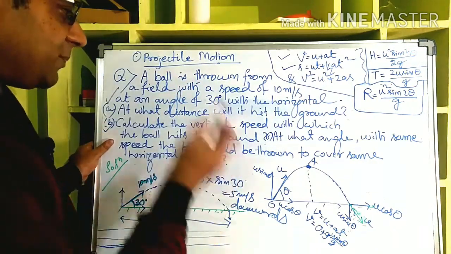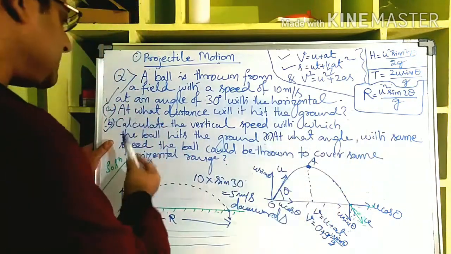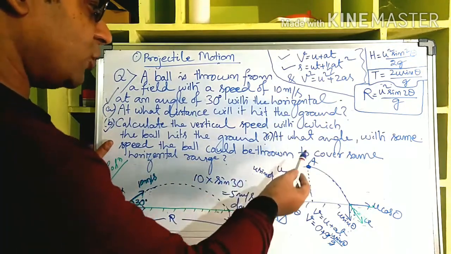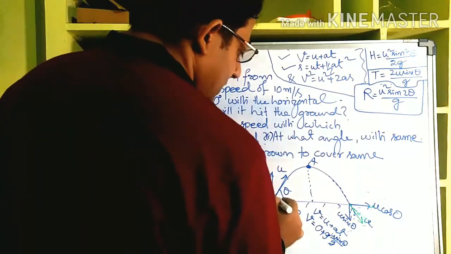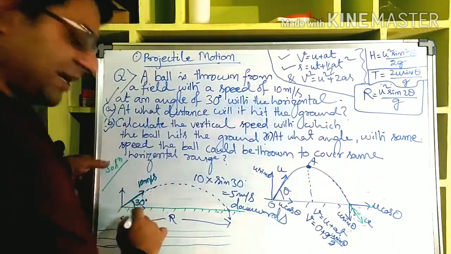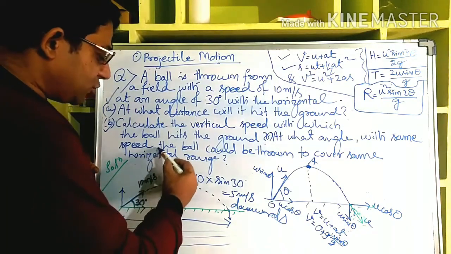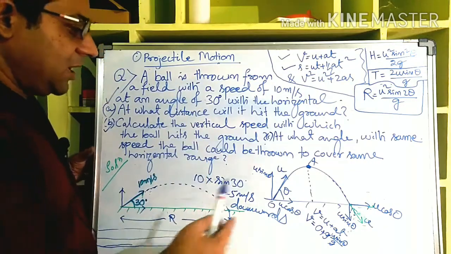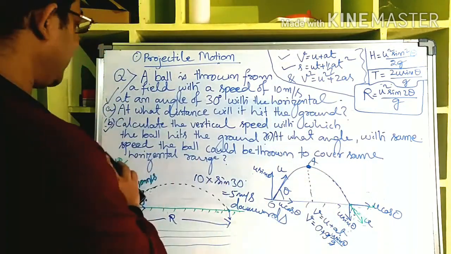Now come to the third part, which is a little interesting. At what angle with the same speed could the ball be thrown to cover the same horizontal range? That means it is thrown at 30 degree now. Now it is asking at what other angle it can be thrown so that the same range will be covered. Any idea? I am erasing it to make some space. Hopefully you have taken this question already.